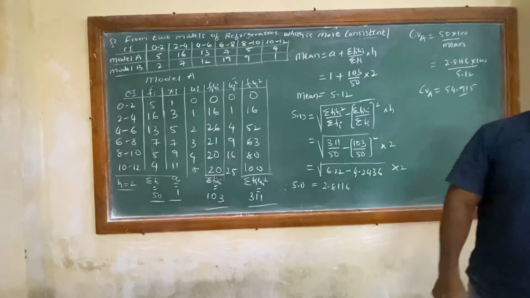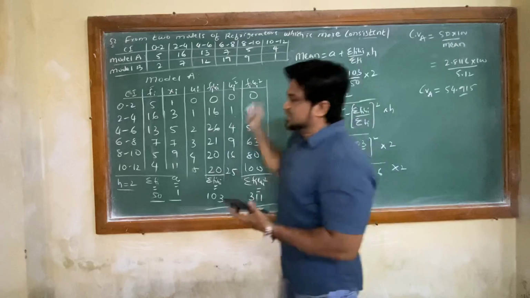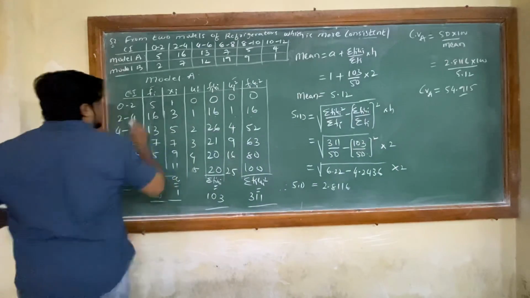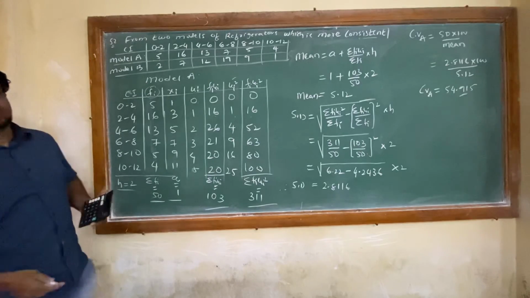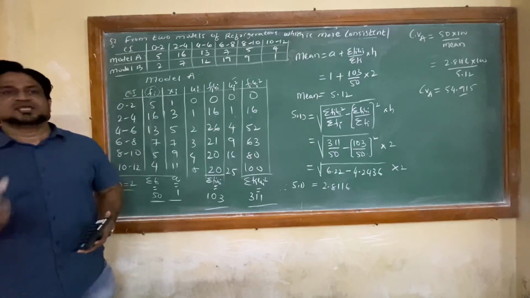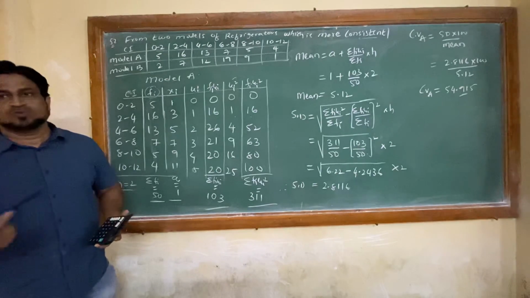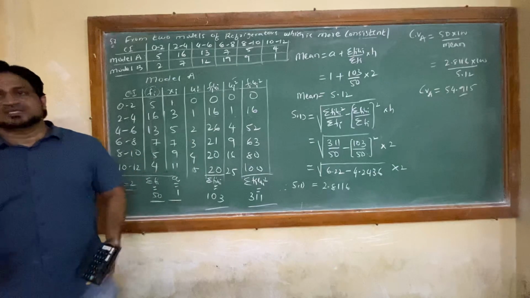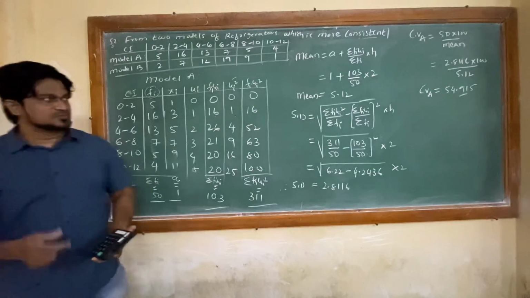Same process, you have to follow for model B. The class interval will be the same, only the frequency will change, and you can find the coefficient of variance. If you find the coefficient of variance of B is less than A, then B is more stable, more reliable or more consistent. If you find A is less than B, then A is. Same thing we have to do. Okay? Copy done.